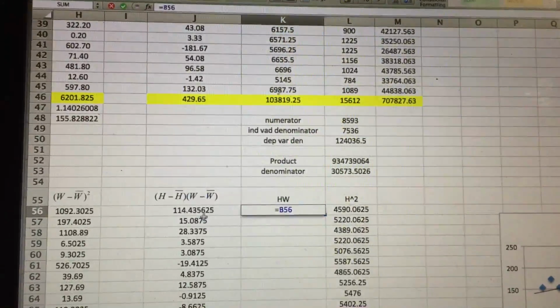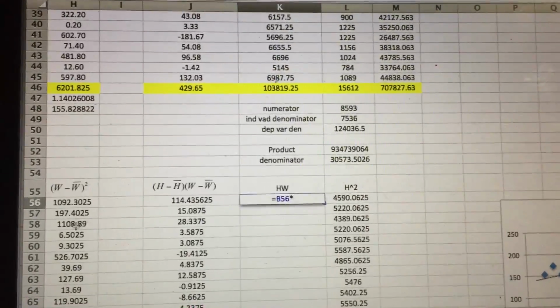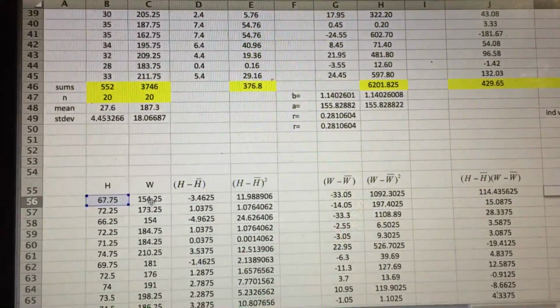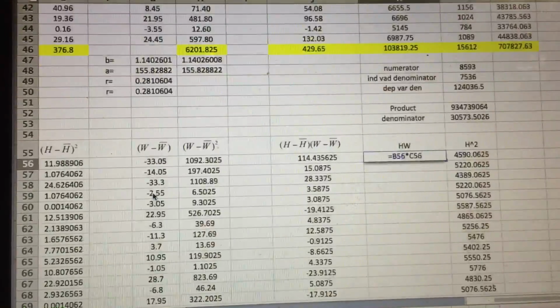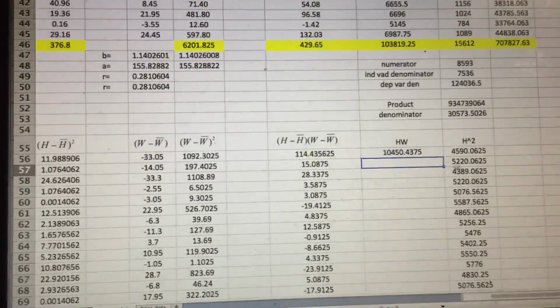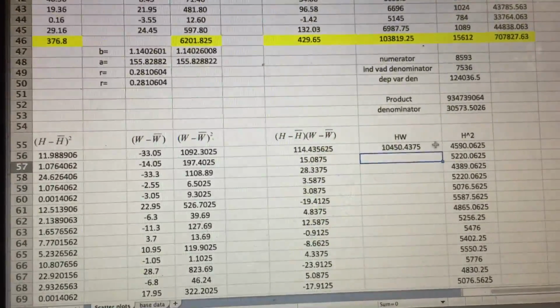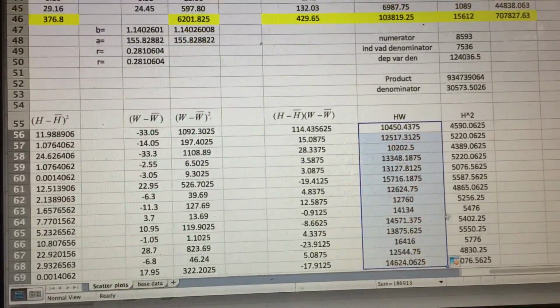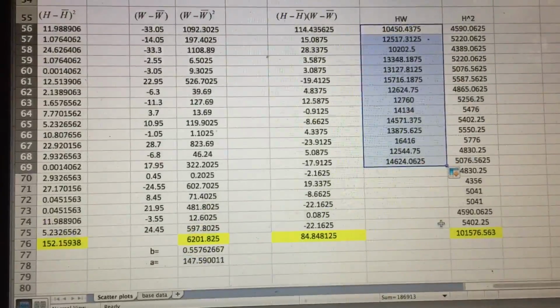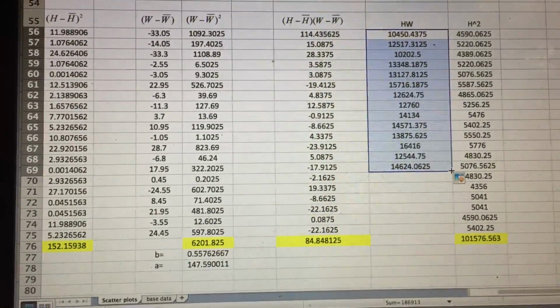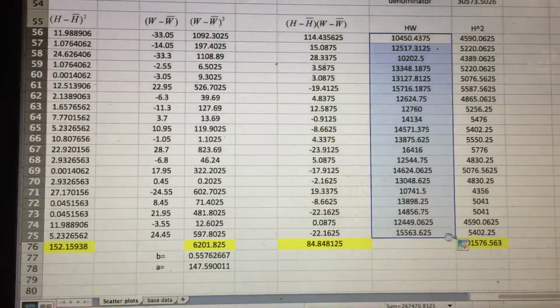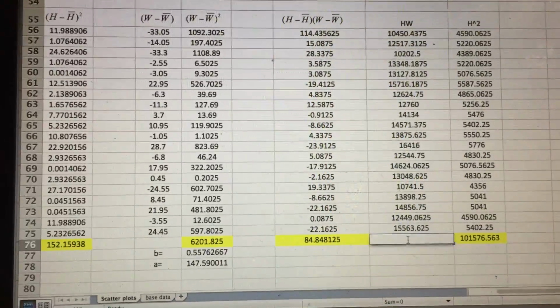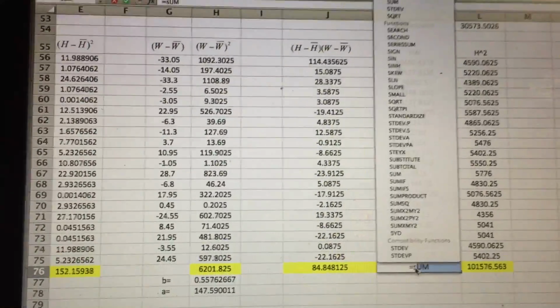I'm going to times it, put that star, times it by the W, right? Okay, then we're going to add that up. And then we're going to drag that down. Drag it down. Got it. And sorry, I'm doing this with one hand. Okay, and then we're going to get the sum. Equals sum.